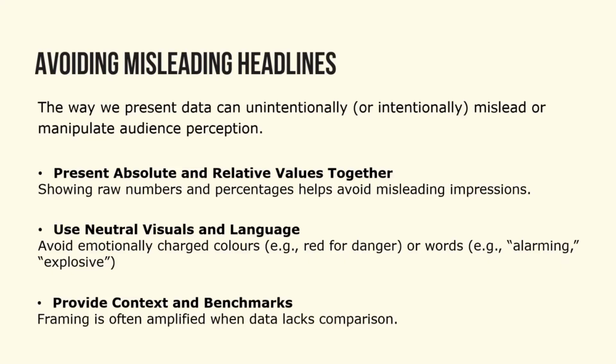Next one is to provide context and benchmarks. Framing is often amplified when data lacks comparison. If you say, for example, there are 10,000 violent cases of youth in London, it sounds different when you say compared to other similar cities that report between 12,000 and 15,000. So you can compare, oh, wow, hang on, 10,000 seems to be okay, seems to be safer.